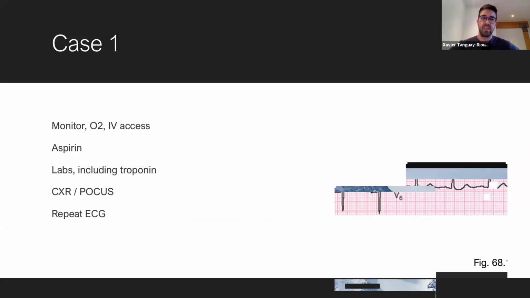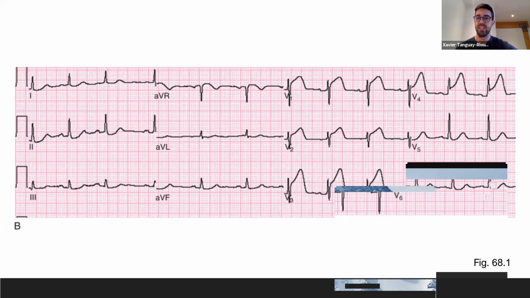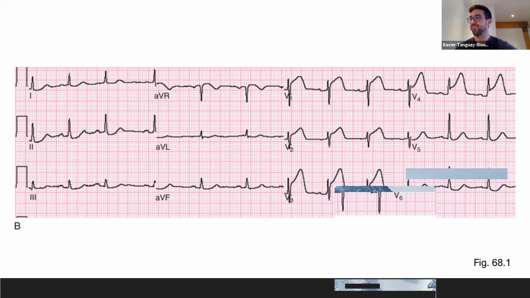So you put your patient on your monitor, your IV access. You're going to give your patient aspirin. You do your labs and send a troponin, chest X-ray, your POCUS as well, and you repeat an ECG. And this is the same patient a little bit later. So what do we see now, and what's your diagnosis?